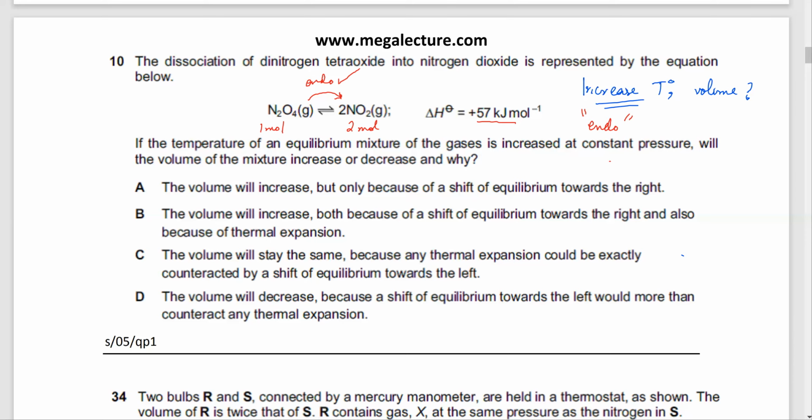Now, what would happen to the volume and why? You're getting more forward reaction. That means more gas is being produced. So the volume should increase, right? So one of the reasons it's going to increase, reason number one, is that more moles of gas are produced. Is this part clear to everyone? Sajida, is this clear? Osman, Rida, is this clear?